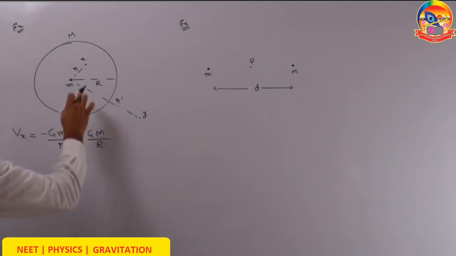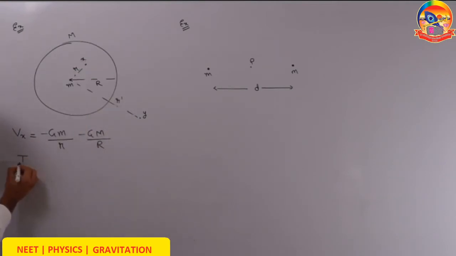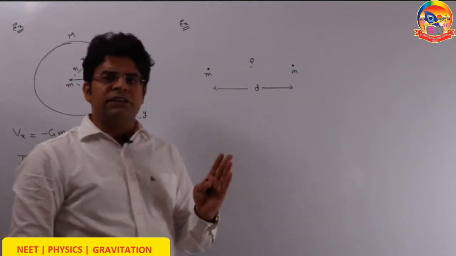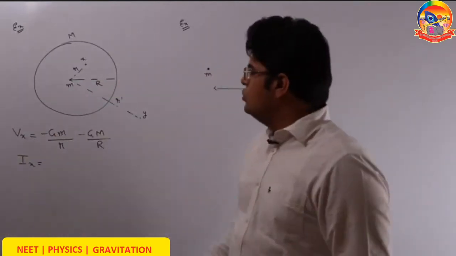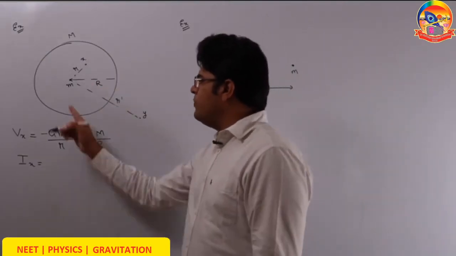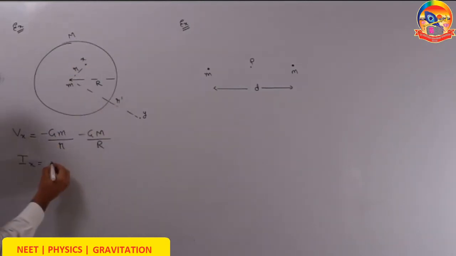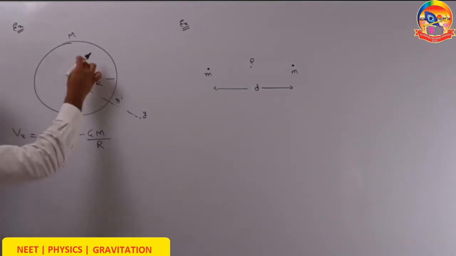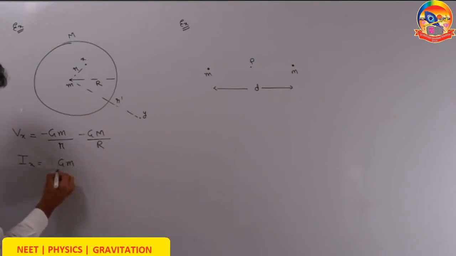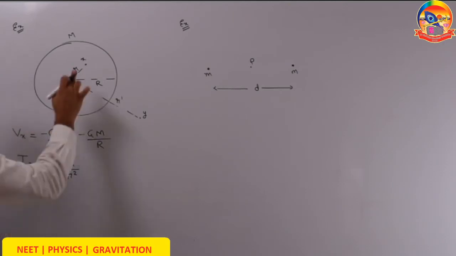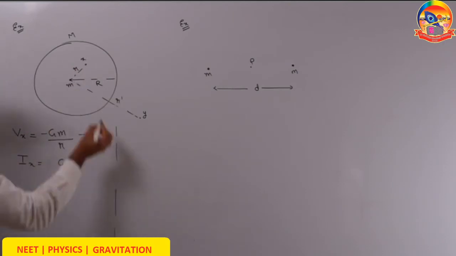Now what will be the field at point x? The field at point x because of the shell is 0. The field inside the shell because of the shell is 0. So at point x you will find field only because of the mass placed at the center. So the field at point x will be simply, magnitude wise towards the center, GM by r square, and there will be no field at point x because of the shell. Now let's talk about point y.